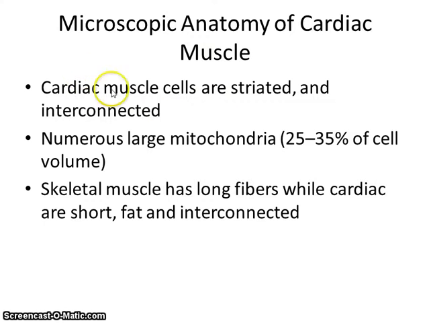Cardiac muscle cells are connected to each other. They're short, they branch, but they are striated. They're striped. You can see their contractile protein patterns. Their mitochondria are very large and they take up a lot of the cell. The reason that they have so many is because they have to be constantly replenishing ATP, making more energy so they can keep contracting.